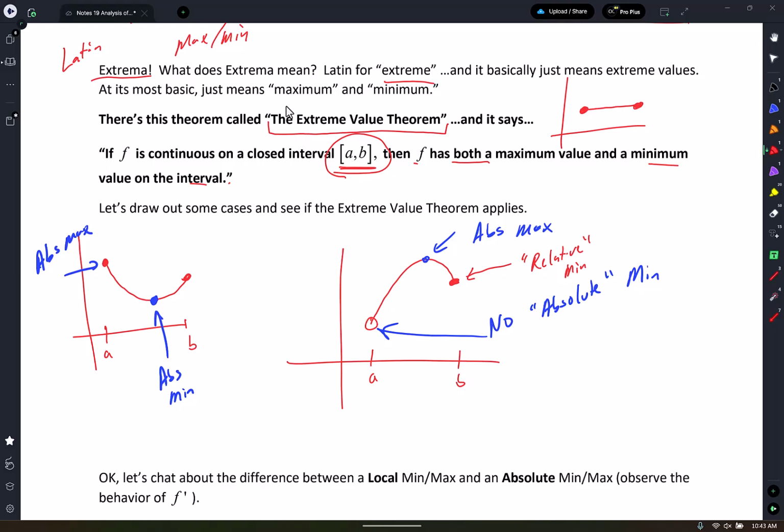Is it an absolute min? No, because absolute min means lowest overall. Do you guys know what I'm trying to say? Okay. So if A was closed and B was open, then it would have an absolute min and an absolute max.